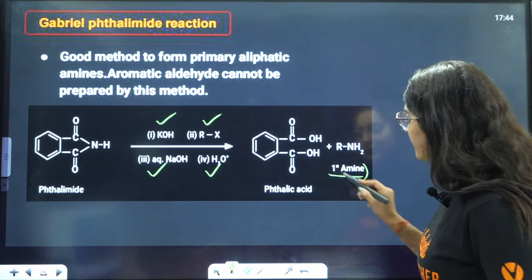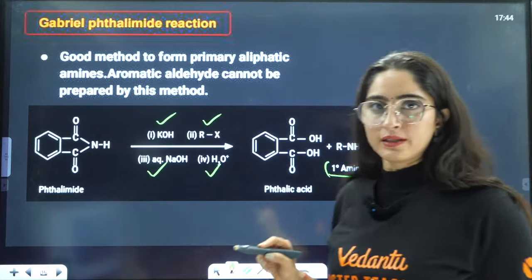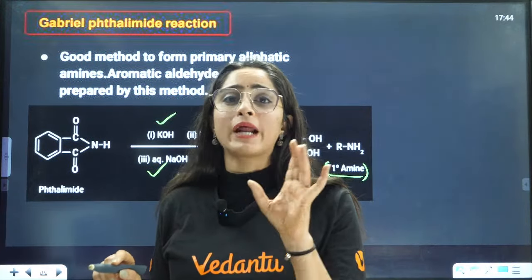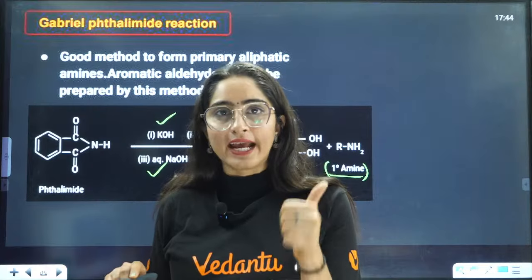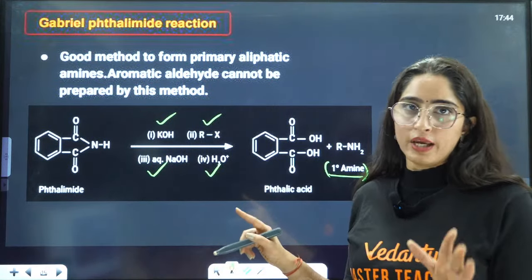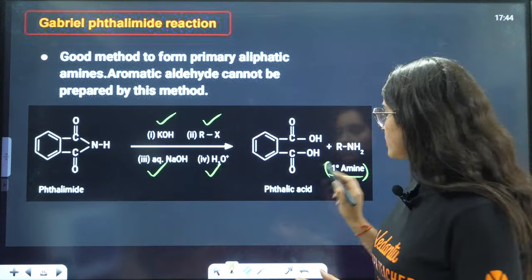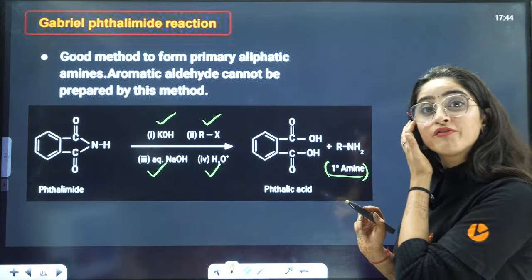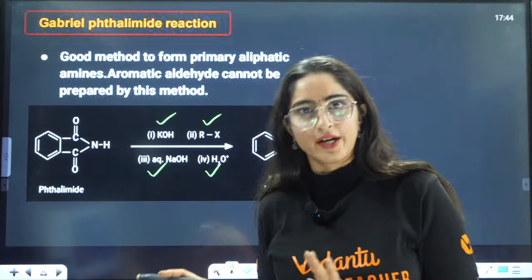get primary amines. And in Gabriel phthalimide, you only get primary amines. You can't get secondary, you can't get tertiary, and this question also has been asked in your JEE 2024, right? So this is a very important question, but the way they have asked the question was very different, right?